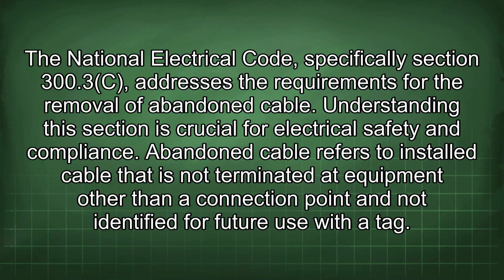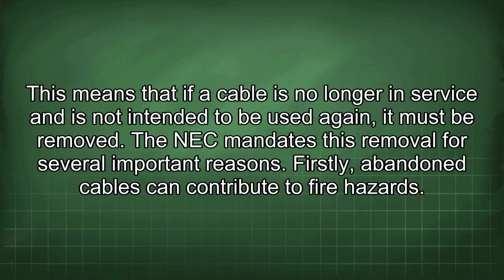The National Electrical Code, specifically Section 300.3(C), addresses the requirements for the removal of abandoned cable. Understanding this section is crucial for electrical safety and compliance. Abandoned cable refers to installed cable that is not terminated at equipment other than a connection point and not identified for future use with a tag. This means that if a cable is no longer in service and is not intended to be used again, it must be removed. The NEC mandates this removal for several important reasons.